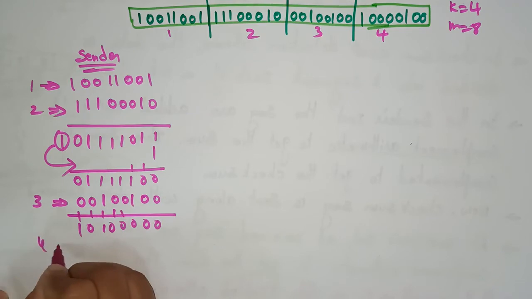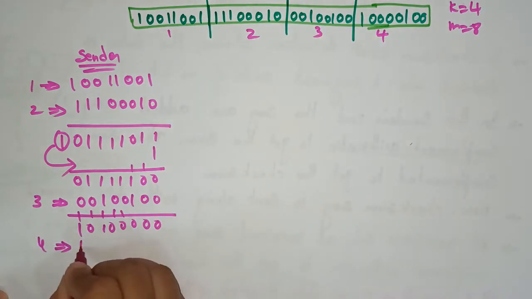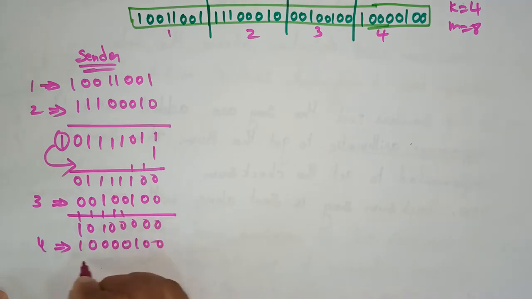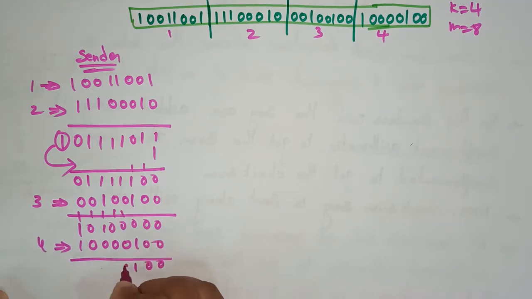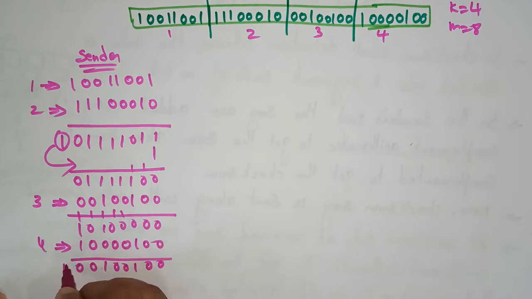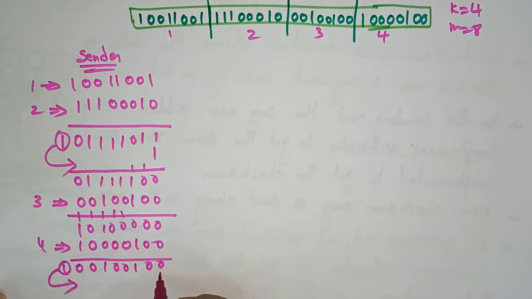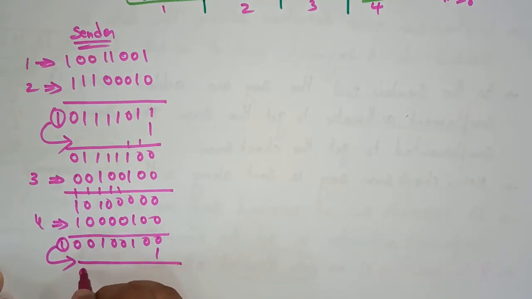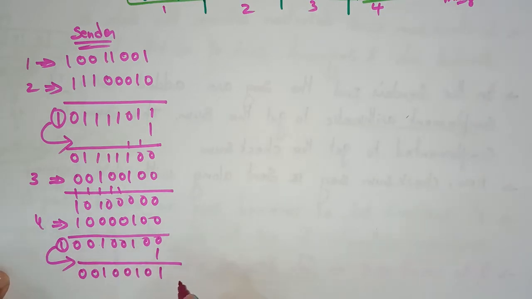So now add the fourth segment. The fourth segment is 1, 0, 0, 0, 0, 1, 0, 0. 0, 0, 1, 0, 0, 1, 0. So 1, 1 means you are getting 1, 0. So 1 is a carry. So try to add it again. Then you are getting 0, 0, 1, 0, 0, 1, 0, 1. So what is this? This is your sum.